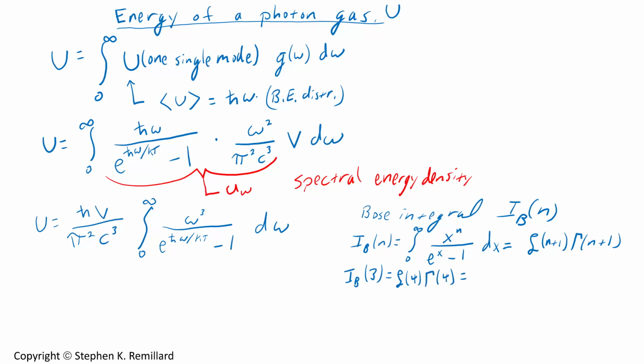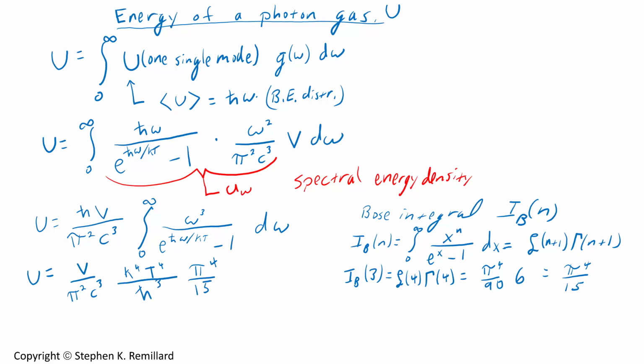And the zeta function of 4 is pi to the 4 divided by 90. And the gamma function of 4 is 6. So pi to the 4 over 15 is the value of that integral, which then finally leaves us with u equals... Temperature was not an integration variable, and this k to the 4th, temperature to the 4th, is a consequence of the u sub that is necessary to make this integral look like the Bose integral.